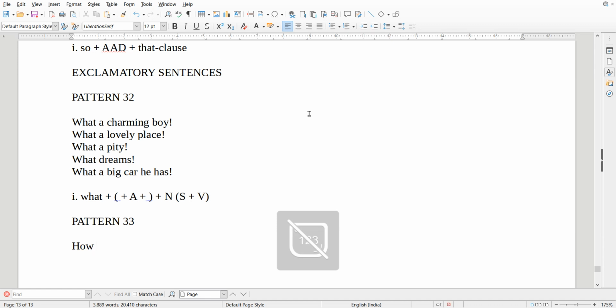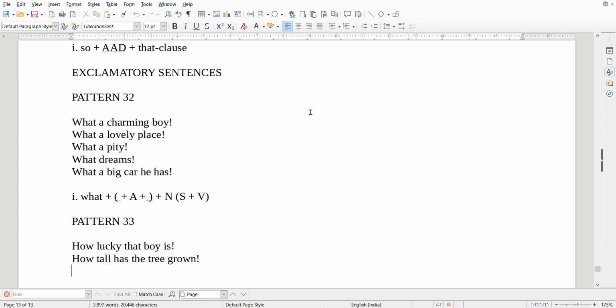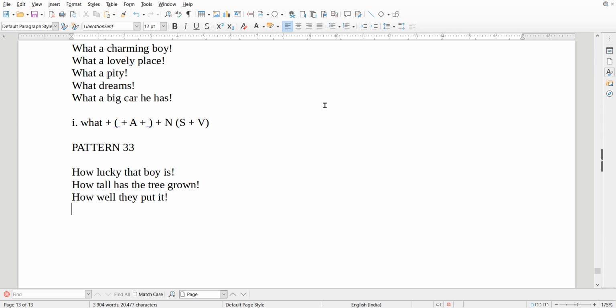How lucky that boy is, how tall has the tree grown, how well they put it, and so on. So it's like how plus an adjective or adverb plus subject plus verb. That's a pattern. Pattern 34, and we're done with this.